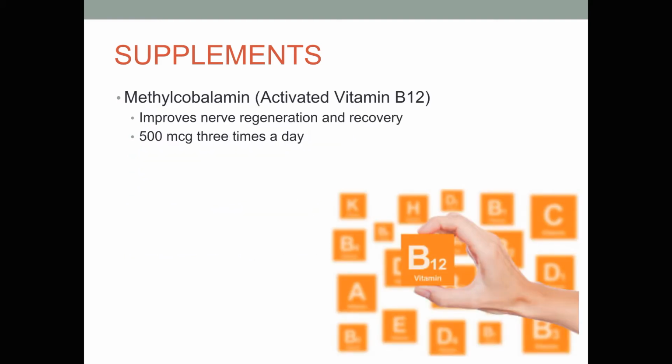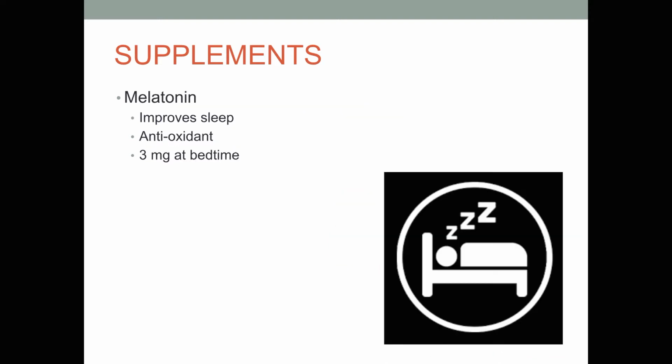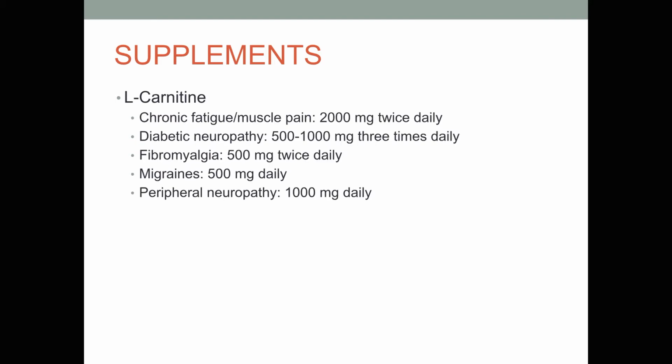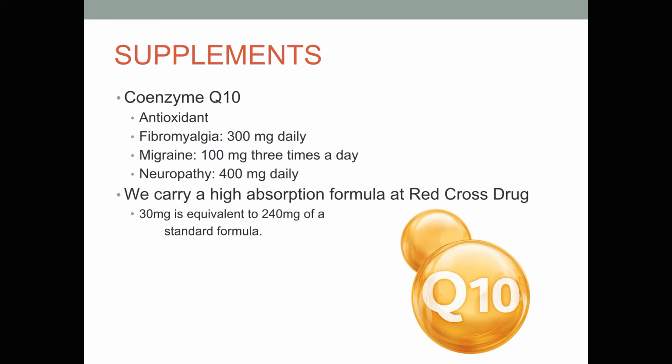Methylcobalamin can help with nerve pain. Melatonin can decrease inflammation, and it helps improve sleep, which also reduces pain. L-carnitine is an amino acid that can help with neuropathy, fibromyalgia, and migraines. Coenzyme Q10 is a great antioxidant that can help decrease pain.